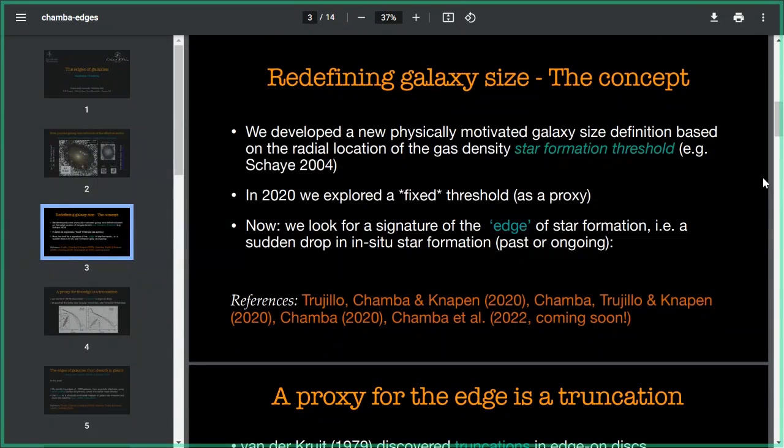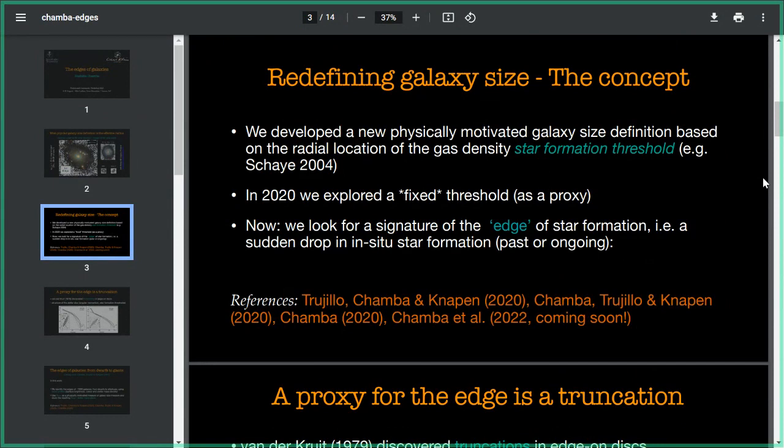And so what we did, and this is work from my doctoral thesis in 2020, we tried to redefine galaxy size because the effective radius doesn't capture the visual extension, since it traces the concentration. So we developed a new physically motivated definition, which is based on a gas density threshold for star formation. In 2020, we explored a fixed threshold as a proxy for this definition. I put all the references up for you to have a look if you're more interested in this idea.